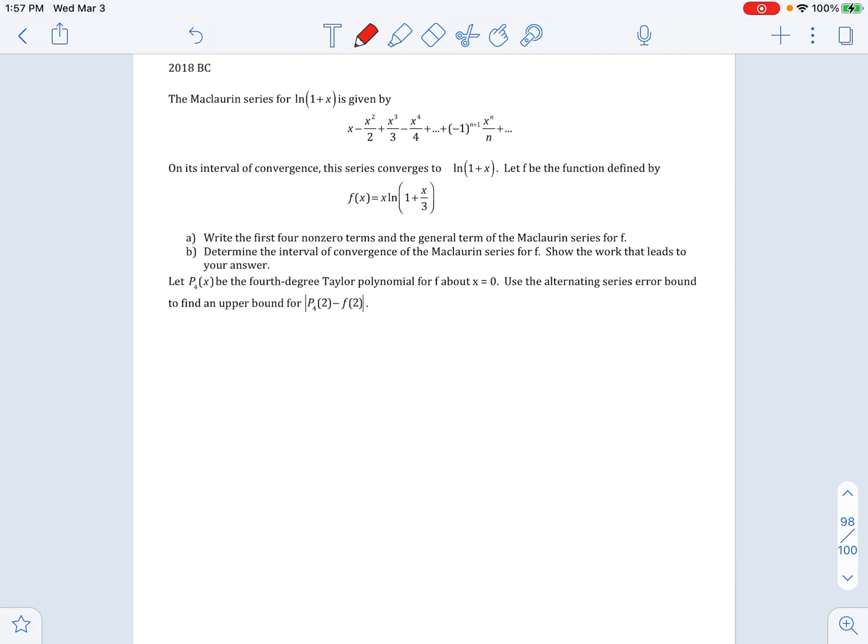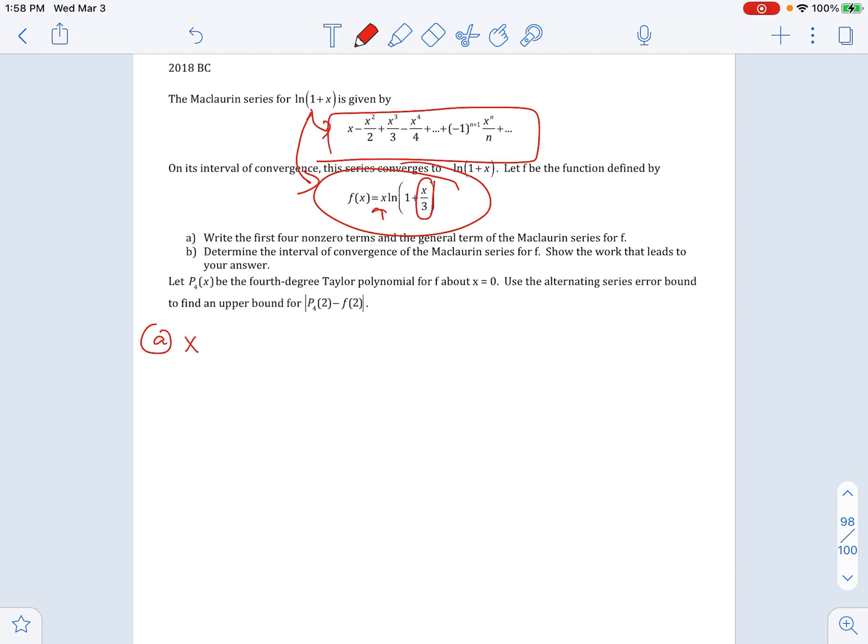Okay, so we want the first 4 non-zero terms and the general term from the Maclaurin series for f. So we're trying to create a series for this. The idea here is that we do not want to take the derivatives. I want to work off of this. The only difference between this and this is, notice, instead of x, you need to replace the x with x over 3. And then you're going to multiply everything through by x.